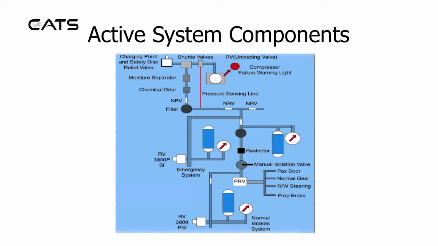eventually to the services. For example, passenger door, normal gear, nose wheel steering, and the prop brake. There's also an emergency system, which can be supplied in this means, and a system directly operating the brakes, for example.